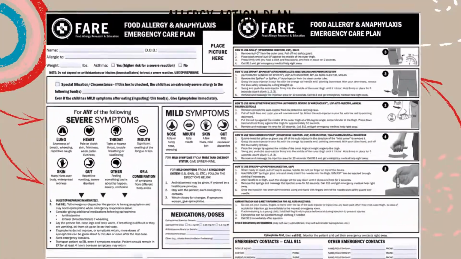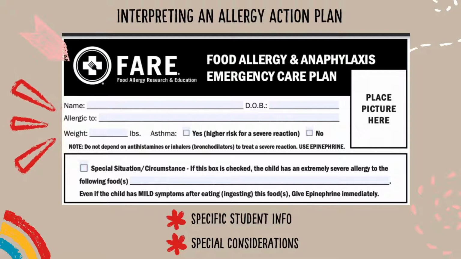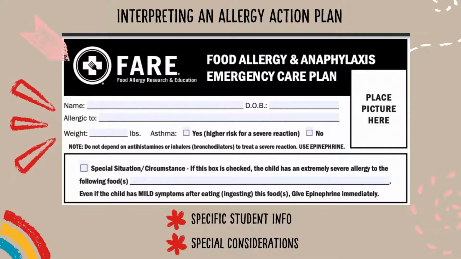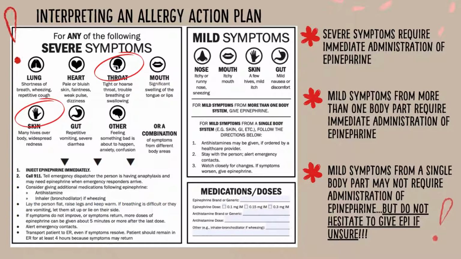Let's break it down. The first part of every allergy action plan includes specific student information, including their name, specific allergies, and any special considerations, including severity. The second section of the action plan includes symptoms that may or may not be circled by the student's healthcare provider. Remember, every reaction is different, so it is important to be aware of all symptoms of an allergic reaction.